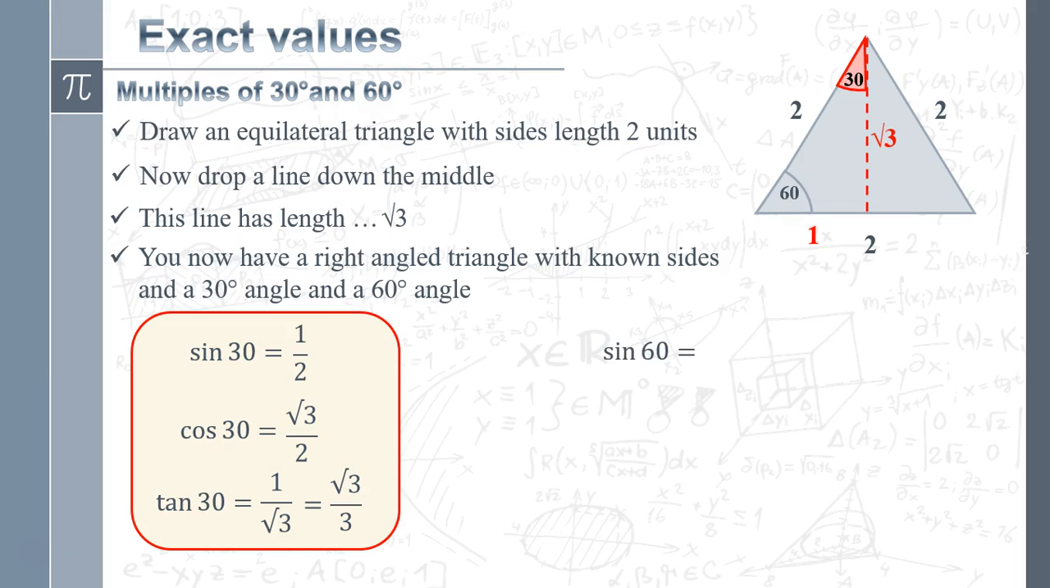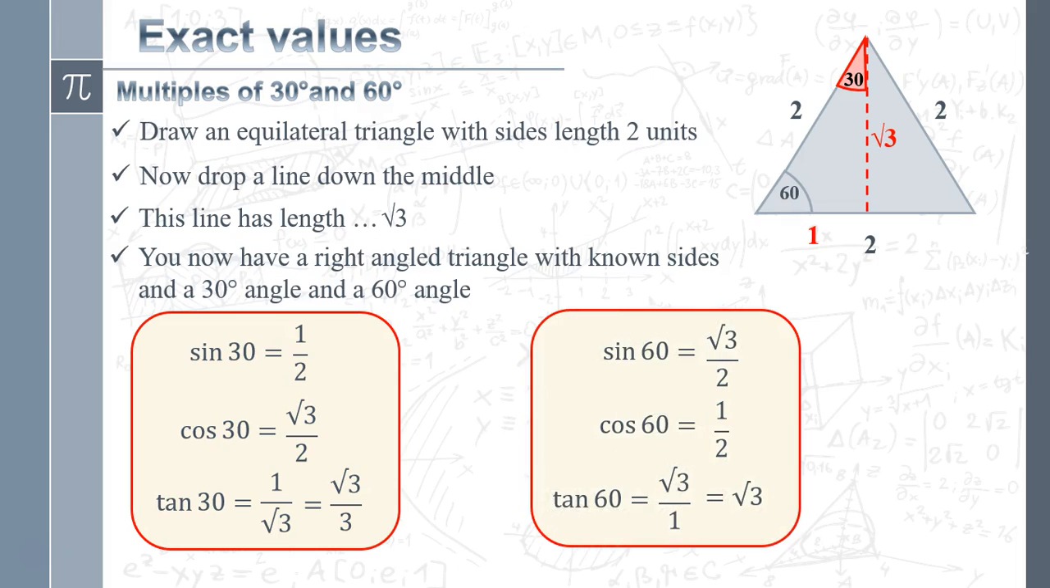Exact same principle for our 60s, and what we're going to find is they're basically the same values but just flipped around. So this time sine 60 is root 3 over 2, cos 60 is a half, and tan 60 is root 3 over 1, which is just root 3. And again, you can see that link between sine and cos, because sine of x is the same as cos of 90 minus x, as this is basically using the same lengths, just flipping them around in terms of which one's the adjacent and which one is the opposite. So there you go.